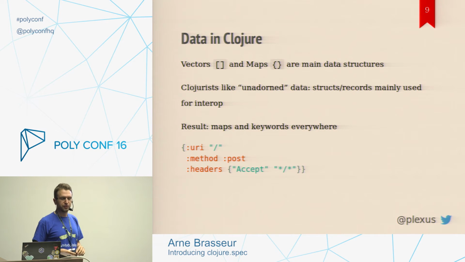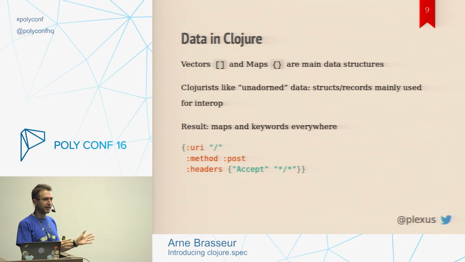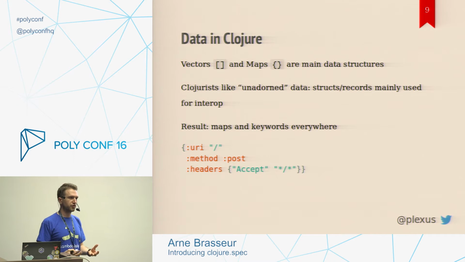So, data in Clojure. Clojure ships with a handful of built-in data types, but the most obvious ones, the ones that are used all over, are vectors and maps. These are typical immutable, functional, persistent data structures. And Clojure people really like these.